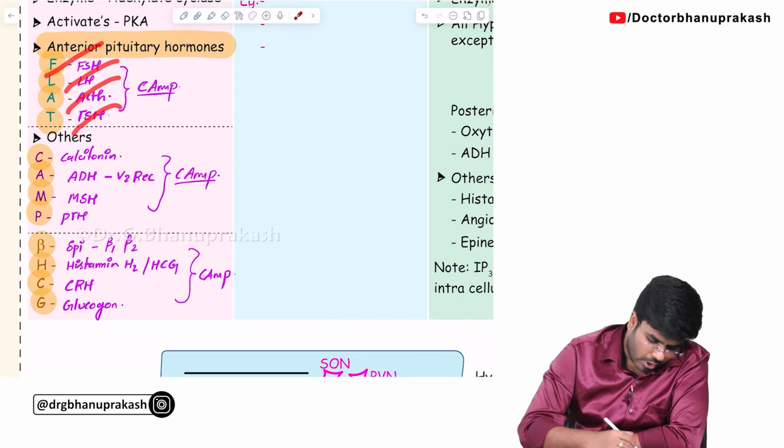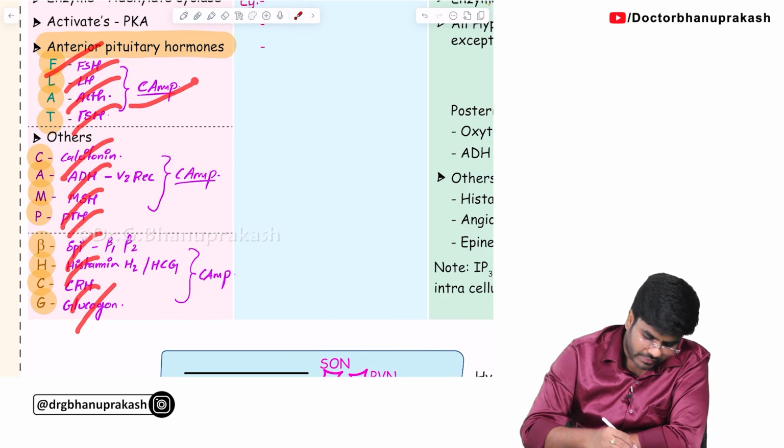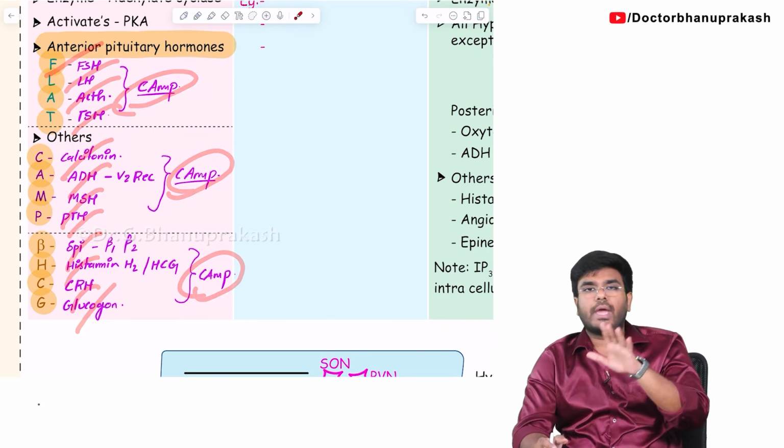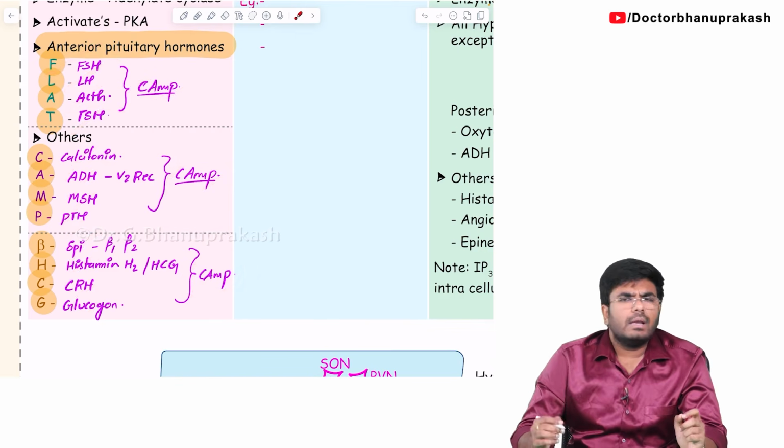All these peptide hormones, they are all going to activate which pathway? Cyclic AMP pathway. So you must, you have to know this list.